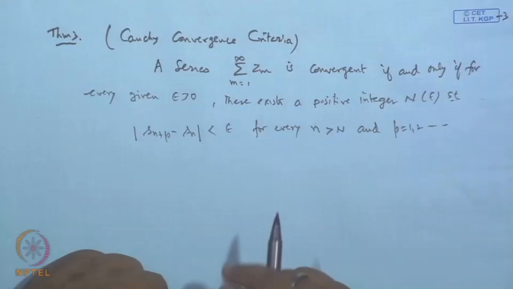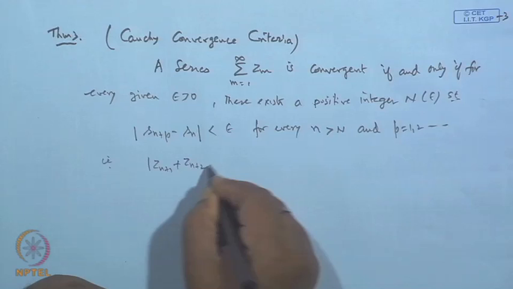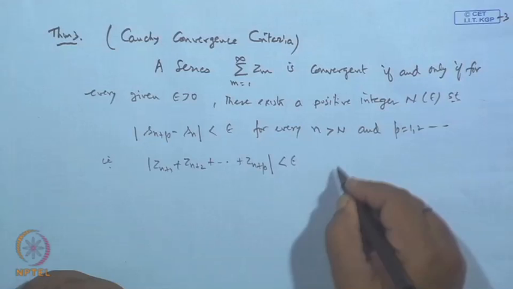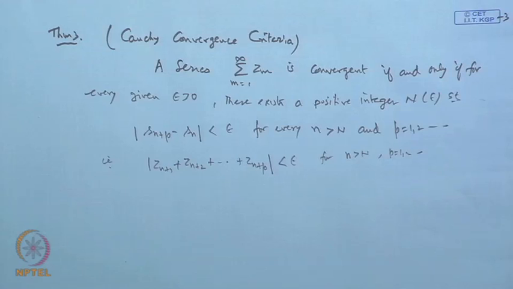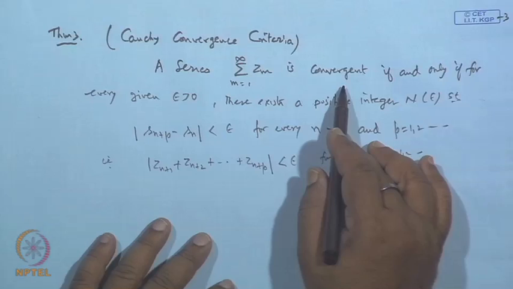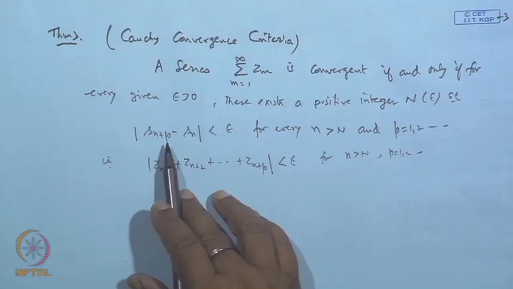That is the meaning, that is, mod of z_{n+1} plus z_{n+2} and so on up to z_{n+p} is less than epsilon for all n greater than capital N, p is 1, 2, 3 and so on. So, what this shows is that a series will be convergent if the sequence of its partial sums satisfies this Cauchy convergence criteria, that is, S_{n+p} minus S_n remains less than epsilon.